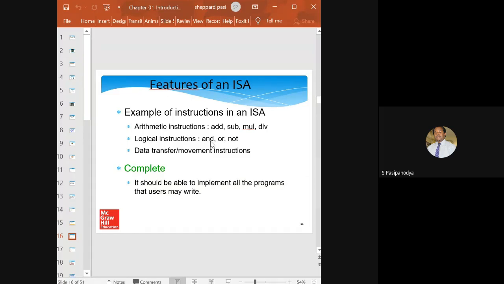So, instruction set architectures can be defined using a number of identifying characteristics. The first characteristic is that an instruction set architecture should be complete, meaning to say it should be able to implement all the programs that the user writes. If a user writes a set of programs and the instruction set cannot implement all the programs, then it is incomplete and will not achieve its objective.